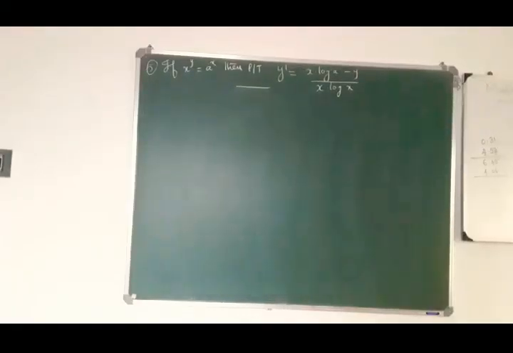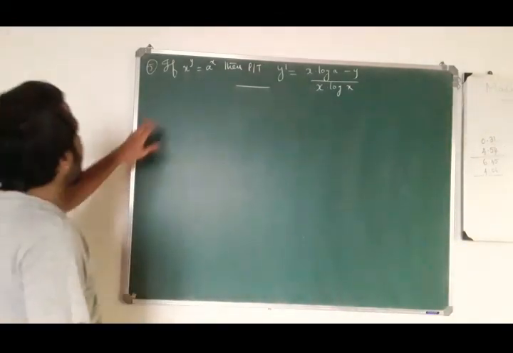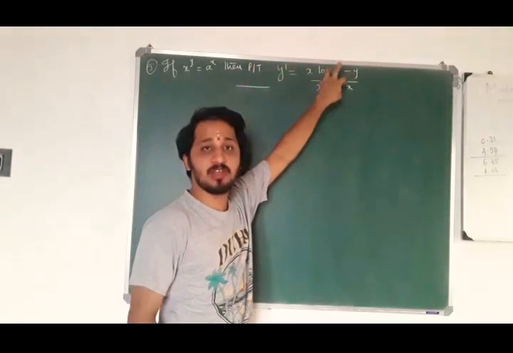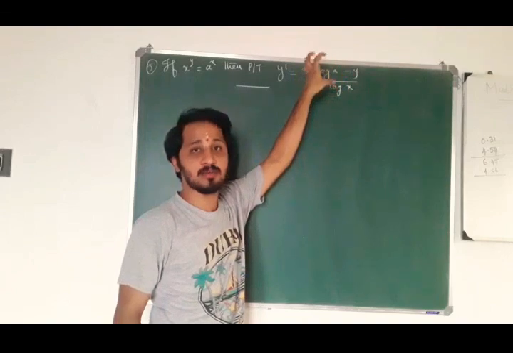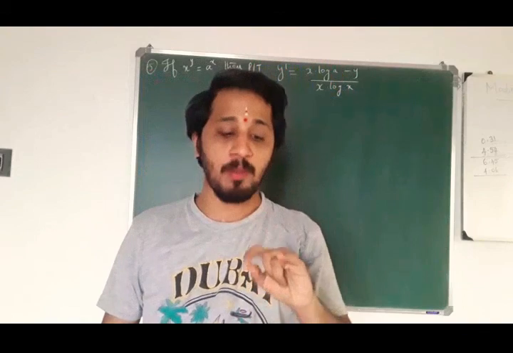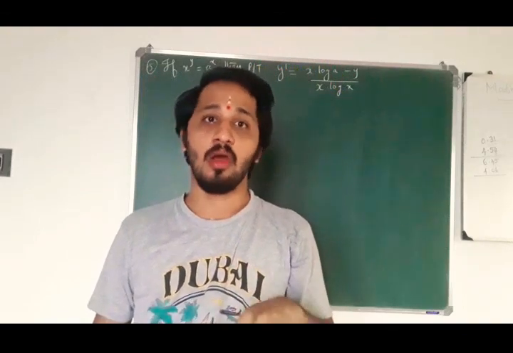Okay, fifth question. If x power y is equal to a power x, then prove that y dash or y1 or dy by dx is equal to x into log a minus y divided by x log x. We have to prove. Listen here carefully. These type of functions, x power y, a power x, have power terms, so you have to take logarithm.